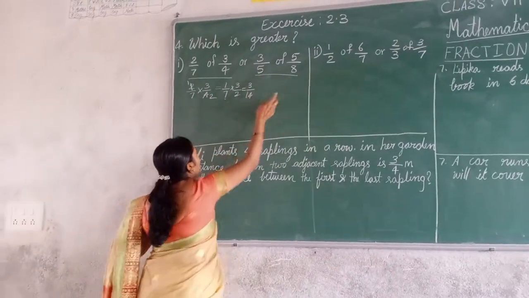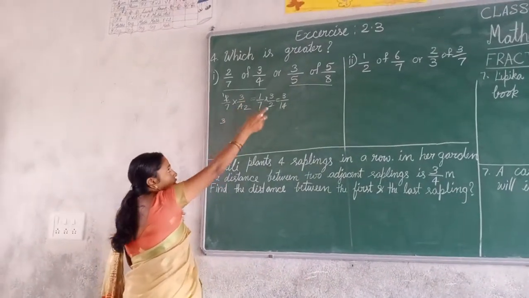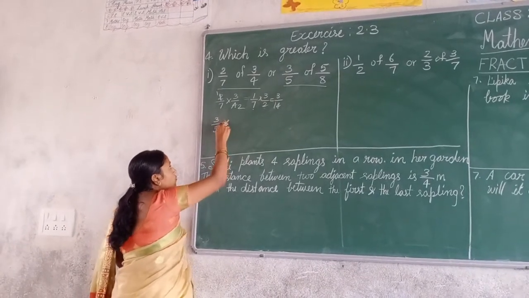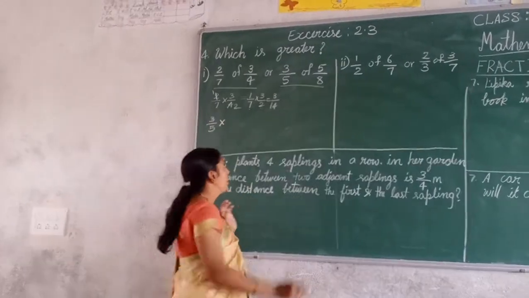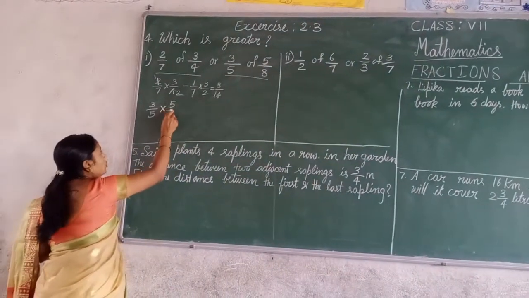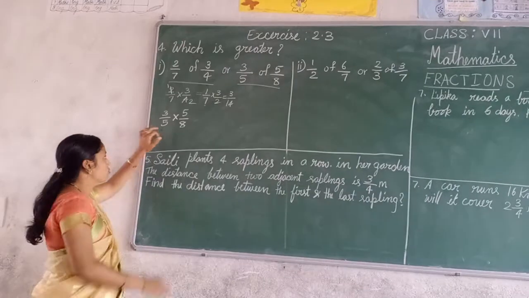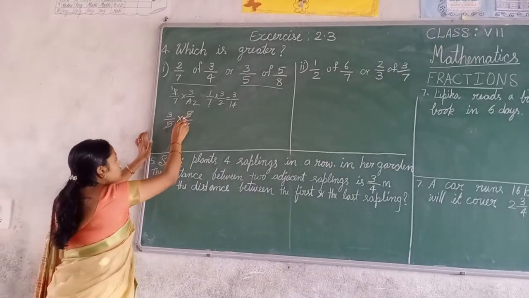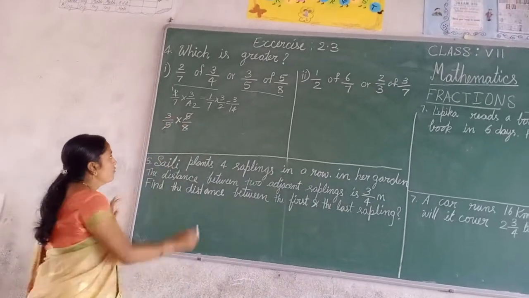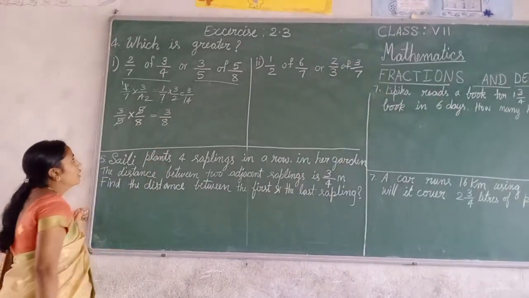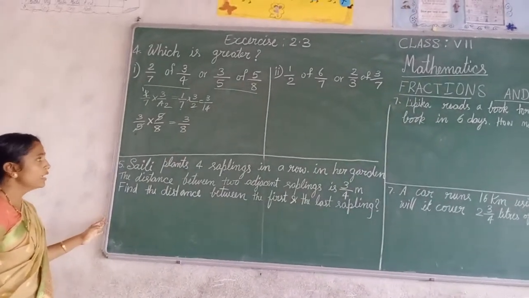Now let us take the other one, where they have given 3 upon 5. Instead of the word "of" I will use multiplication. Hope you know that. How will you make it to the simplest form? We can cancel these two, 5 and 5. So we are getting 3 upon 8.